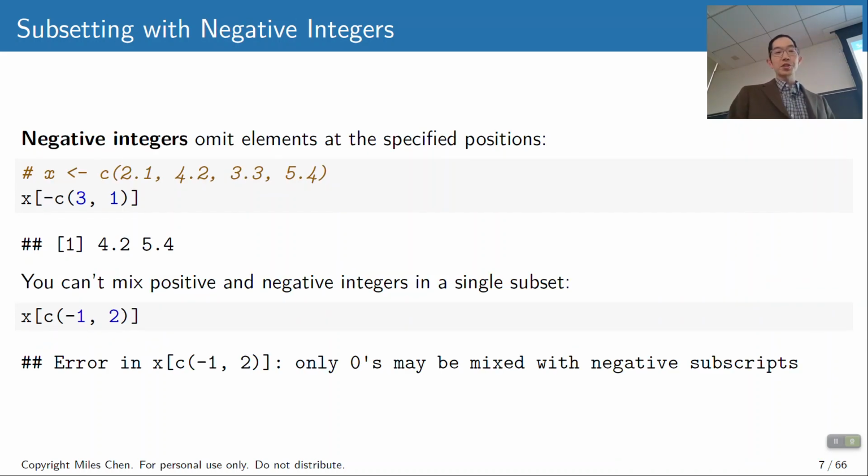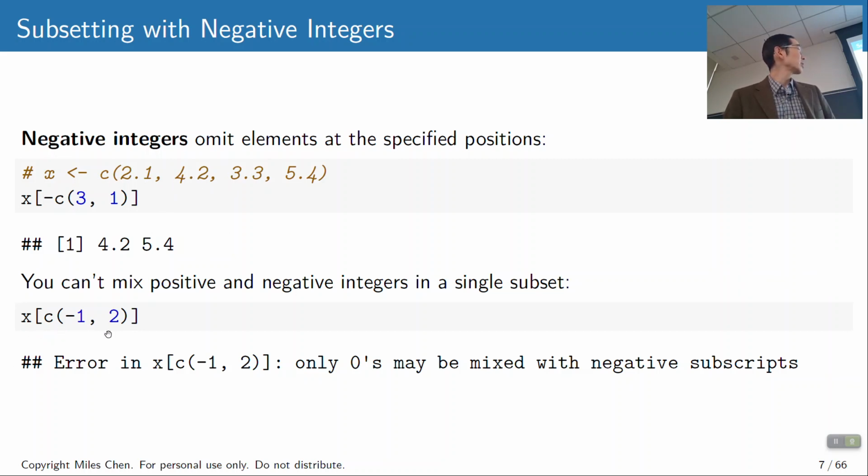Negative integers will omit those values. So if I say subset x using the negative of the vector 3, comma 1, basically it says get rid of item 3, get rid of item 1, and it will just give you the values that remain in the order that they originally appear. So we drop the first element and the third element, and we're going to get 4.2 and 5.4.